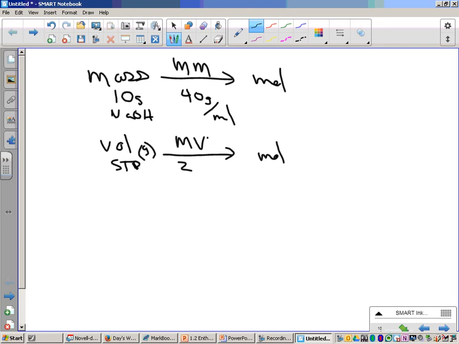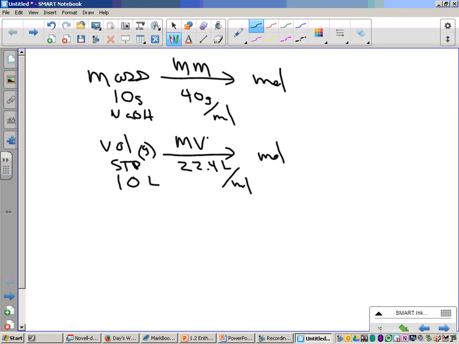I think it is 22.4 liters per mole. All right, notice how everything is per mole. And we could flip over. So let's say I had 10 liters of this. I could put it in and cancel out the liters and get moles, right?